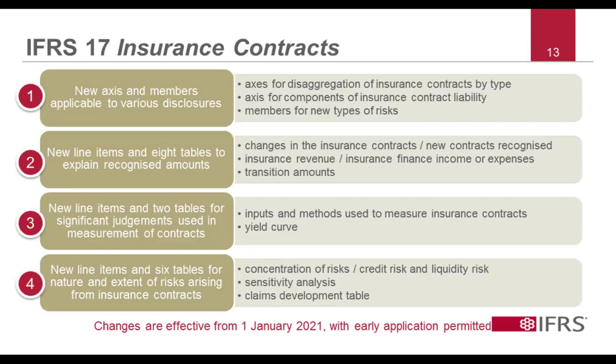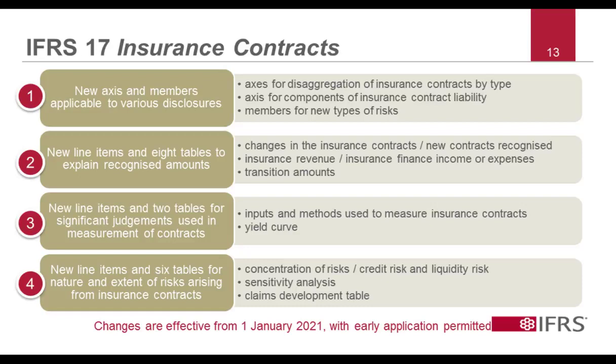And in addition to those elements, 3 axes and 16 tables were created to allow the segregation that is required by IFRS 17. Secondly, we introduced new line items and 8 tables to enable reconciliation between amounts presented in the statement of financial position and statement of performance. In addition, there were also tables that provide information about transition amounts.